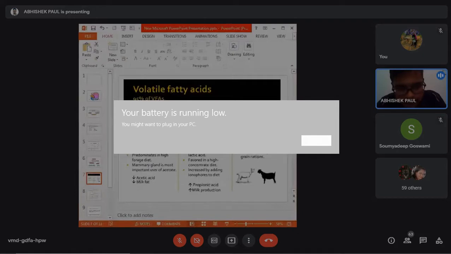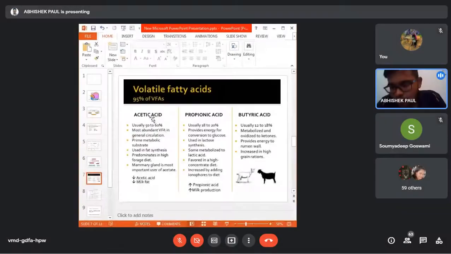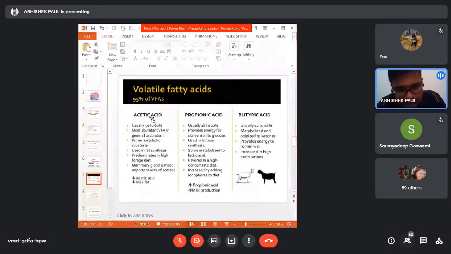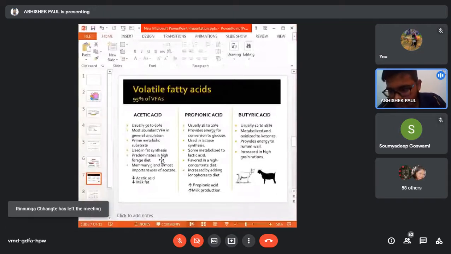Now you see acetic acid, this is the major volatile fatty acid out of these three, and it helps in milk fat synthesis and predominates in a high forage diet. High forage means roughage. Forage and roughage both are the same. So if you are giving more roughage, then acetic acid will increase. If you are providing less roughage to the cow, then acetic acid production will reduce. As a result, milk fat will also drop.